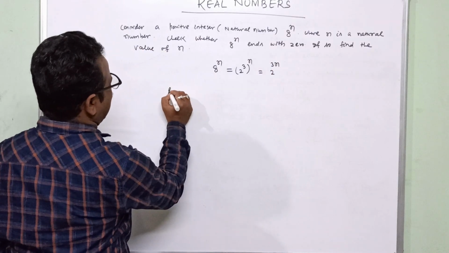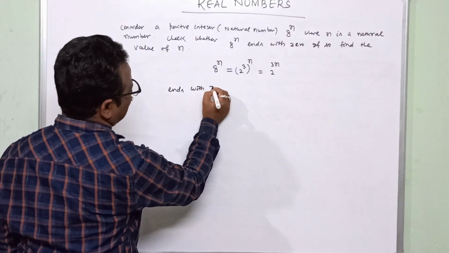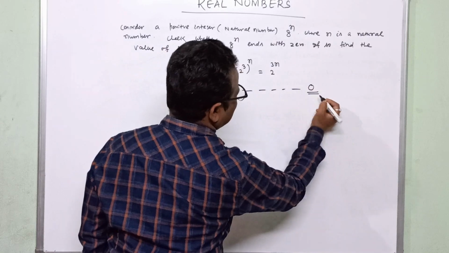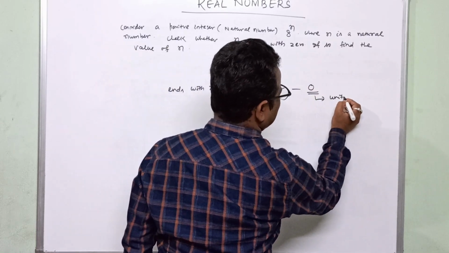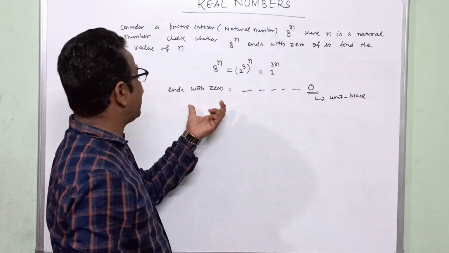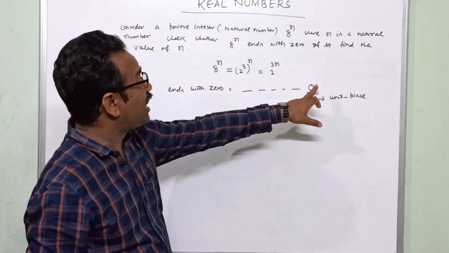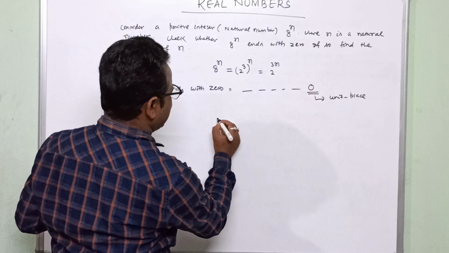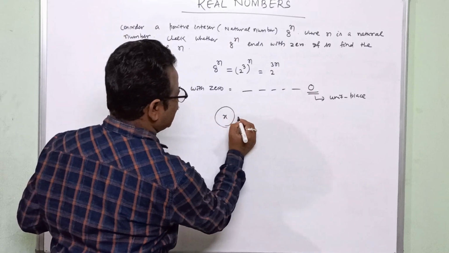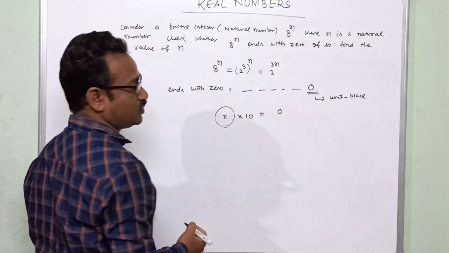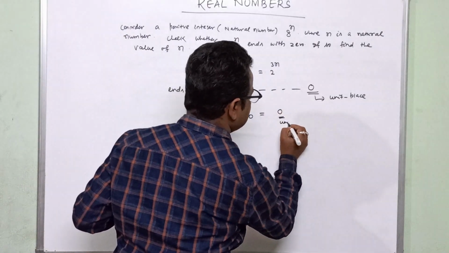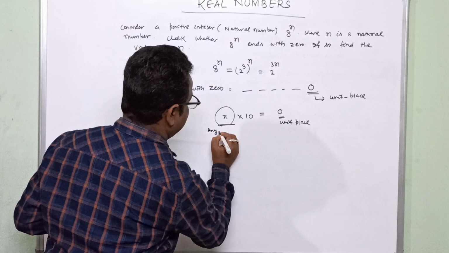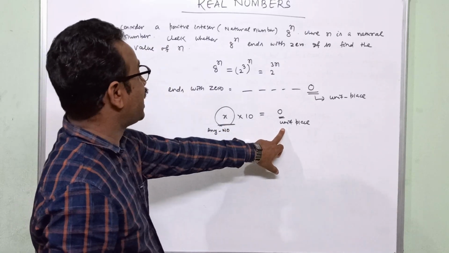Now, ends with 0. That means the number in the unit place must be 0. Whatever the other digits are, we don't know. How will it come to 0? Because any number, let's say x, into 10, then it will come 0 in the unit place. Any number into 10 gives 0 in the unit place.